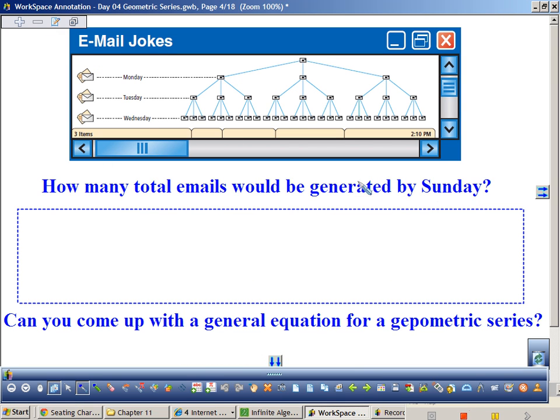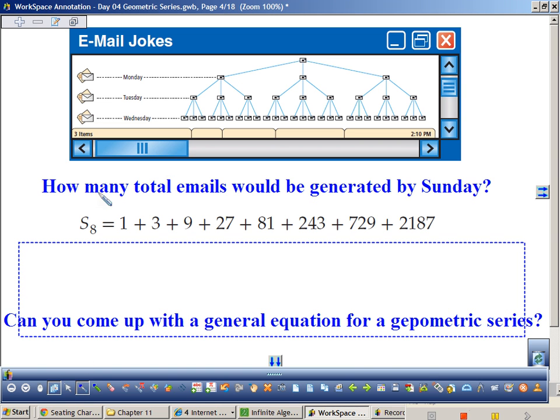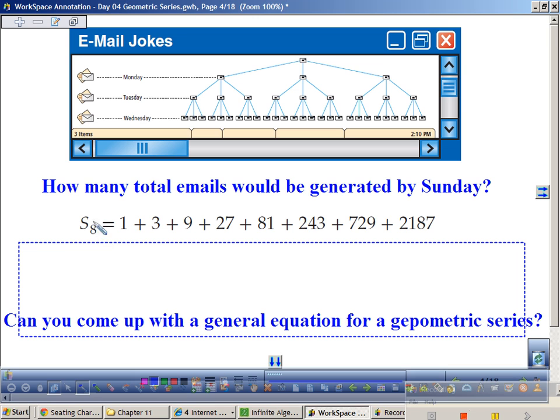So, how many total emails would be generated by Sunday? So let's look at this first. It's actually n equals 8, because there's you that's sending the email, so the first jump would be on Monday, right? Does that make sense? This is like 0 if you think about it. Monday is when the magic occurs, right? So Monday, then Tuesday, Wednesday, Thursday, Friday, Saturday, Sunday. So how many total emails will be generated by Sunday?